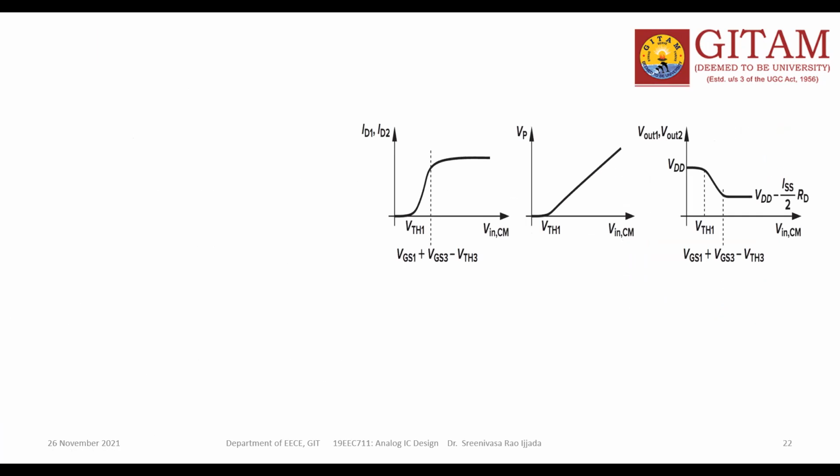Now this is the x-axis, common mode input value, and the y-axis is the current, ID1 and ID2. This is the VTH1. When the common mode input voltage crosses the VTH1 of the first device M1, then the current increases linearly. Otherwise your device is in the off condition. This point is VTH1 plus VGS3 minus VTH3.